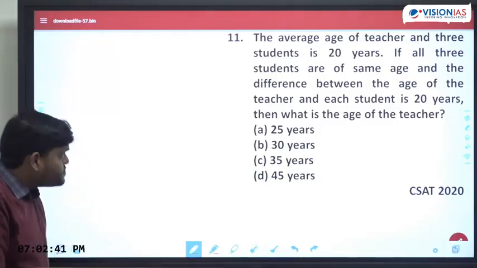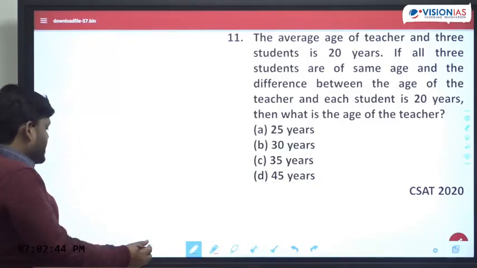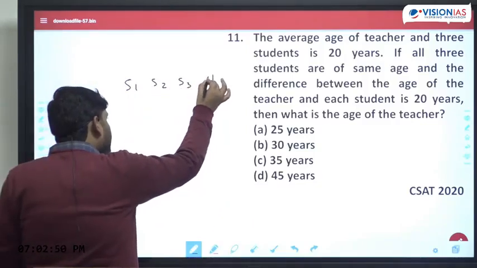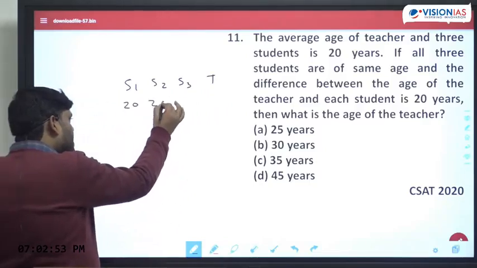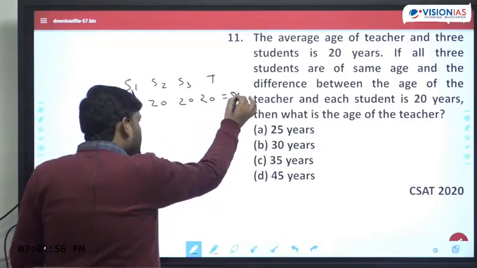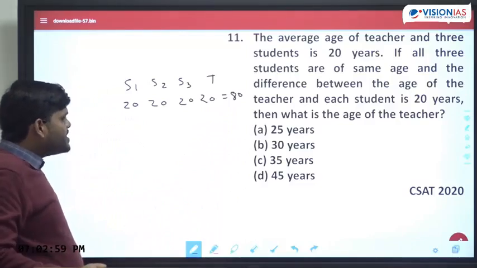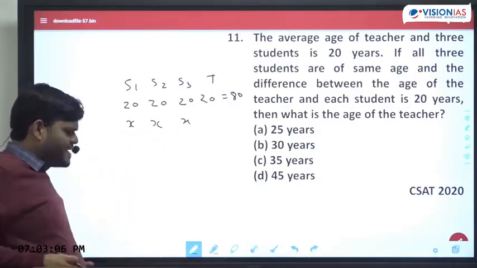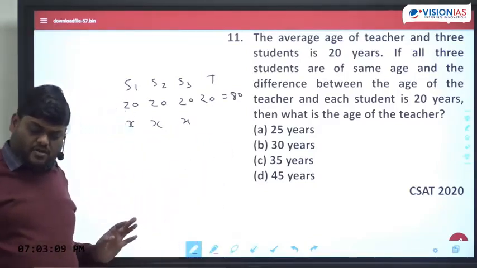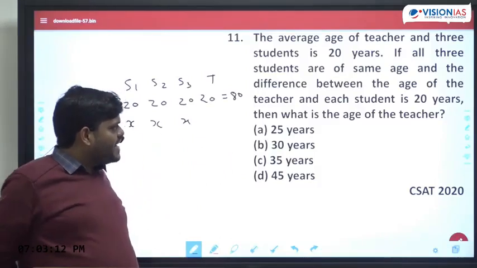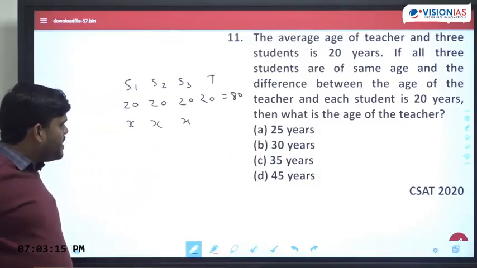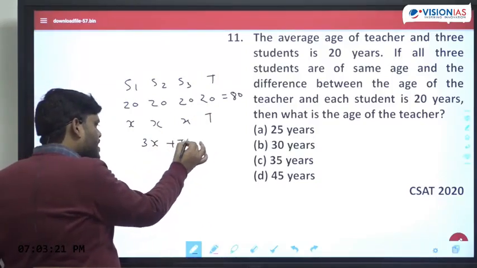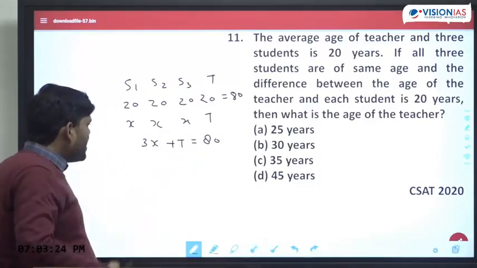Okay, let's try this question. The average age of a teacher and 3 students. So student 1, student 2, student 3 and teacher: 20, 20, 20 and 20, total is 80. If all 3 students are of the same age, let's assume x, though we can do without x and without pen and pencil also. Let the students' age be x and the teacher's age be t. That means 3x plus t is equal to 80. This is the one equation we have.